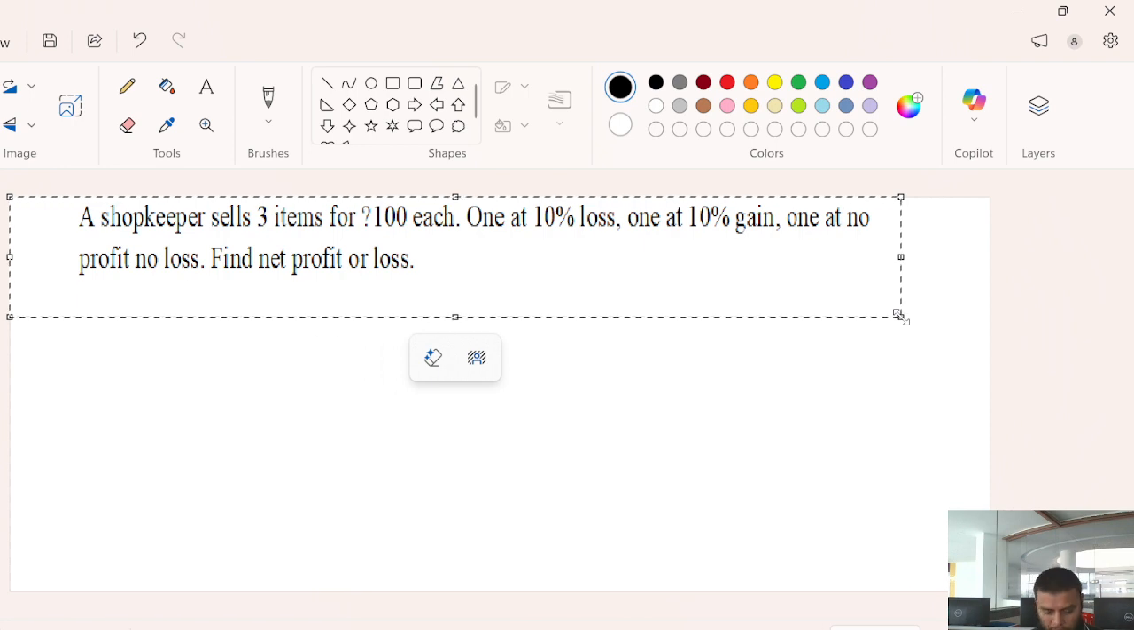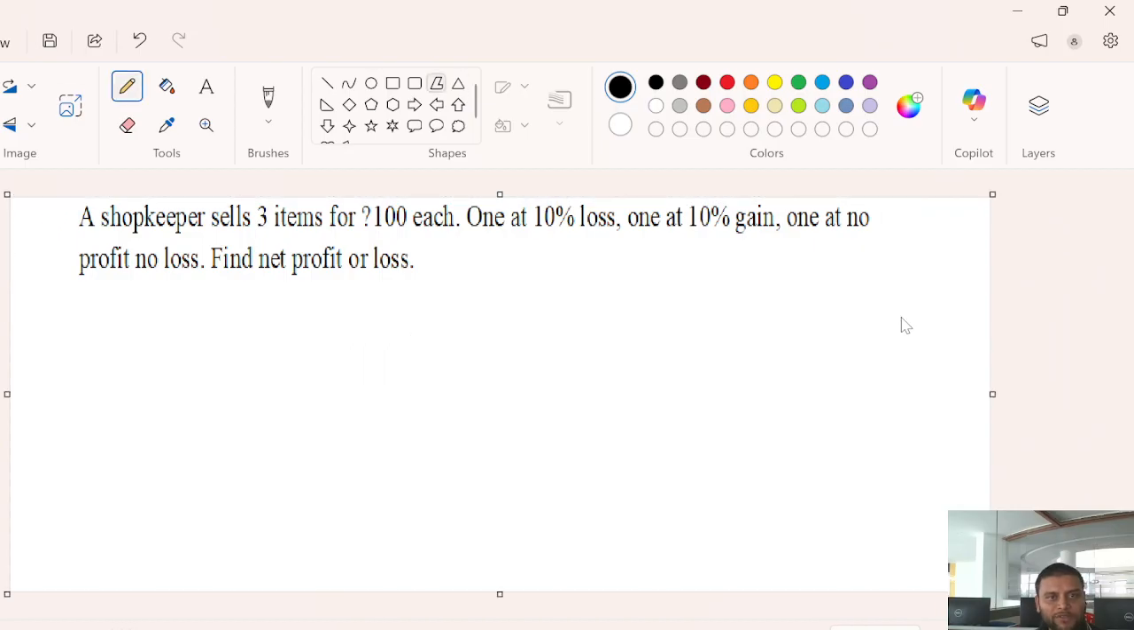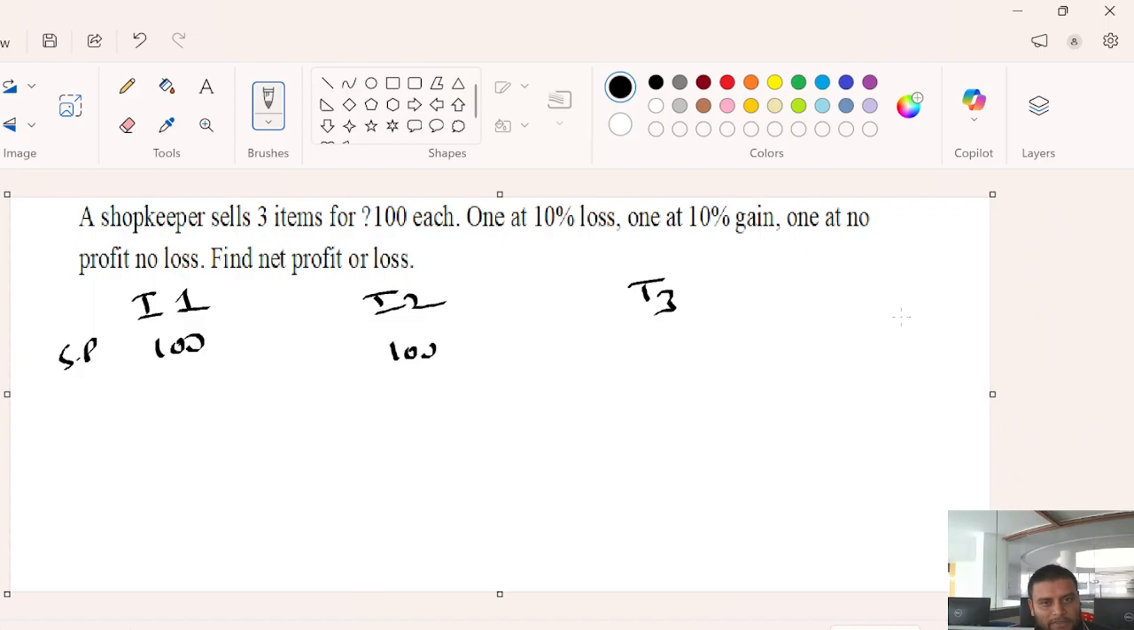A shopkeeper sells three items for 100 each. So I can say we are having three items over here. Let us take item one, item two, and item three. Item one, selling price I am noting 100 rupees. This is 100 rupees. This is 100 rupees. Three items for 100 each.